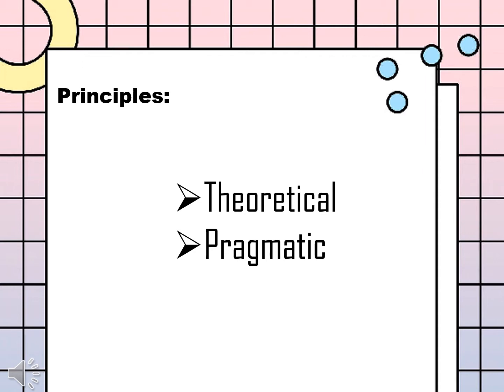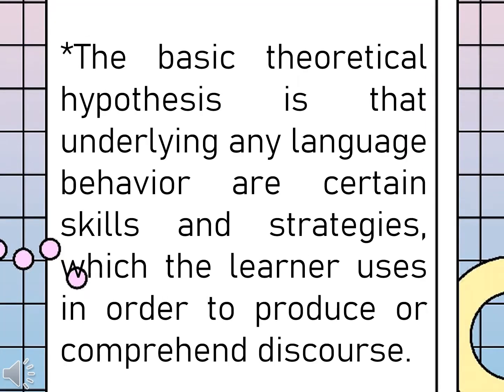The skill-centered approach is founded on two fundamental principles: one, theoretical, the other, pragmatic. The basic theoretical hypothesis is that underlying any language behavior are certain skills and strategies which the learner uses in order to produce or comprehend discourse. A skill-centered approach aims to get away from the surface performance data and look at the competence that underlies the performance. A skill-centered course, therefore, will present its learning objectives, though probably not explicitly, in terms of both performance and competence.